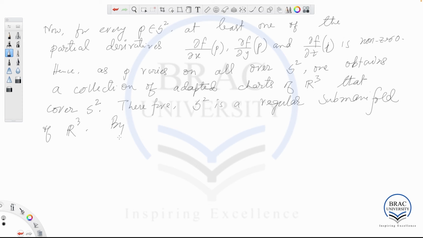Now, by proposition 1, which we proved in the first segment, S2 is a manifold of dimension 3 minus 1 is equal to 2. Okay, one vanishing coordinate. Therefore, the dimension of S2 is going to be 2. Good.